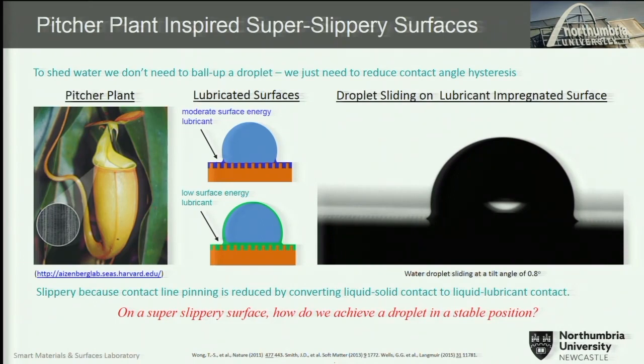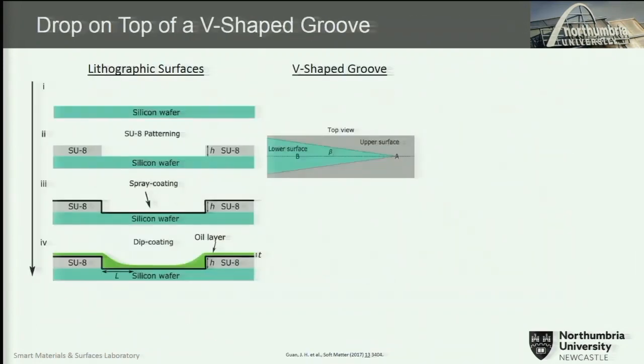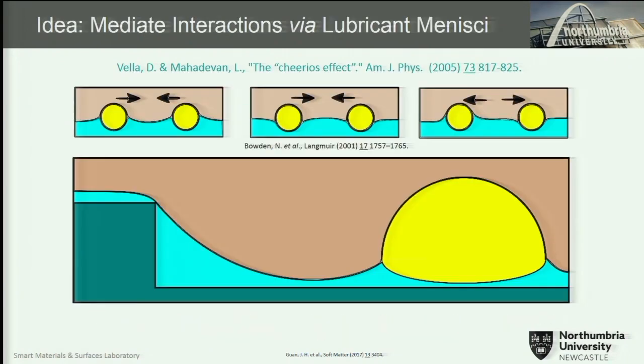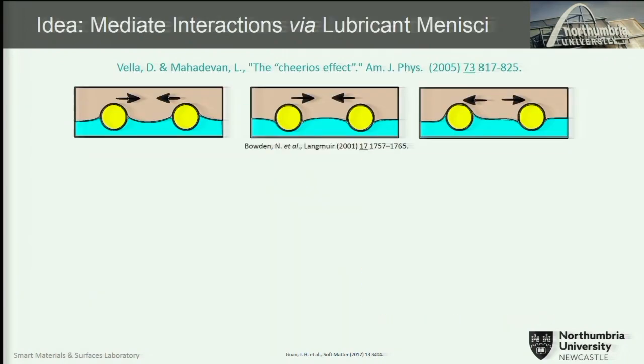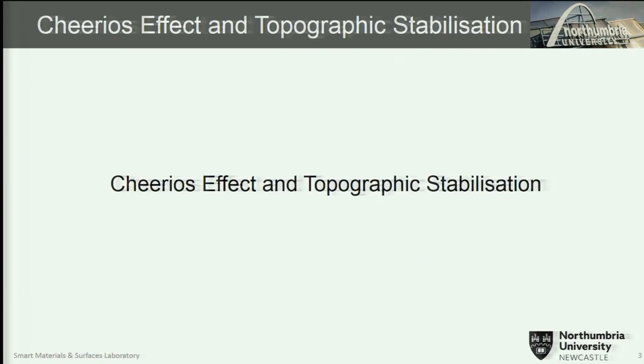And I guess my question is, if you have a super slippery surface, that's great for some applications, but in others what you really want to do is design where things stick. So you want to throw the stick back in to a completely slippery surface. And so how do you do that to get stable positions and to get motion that's directed? So here's an idea. Why not use the Cheerios effect to do it?